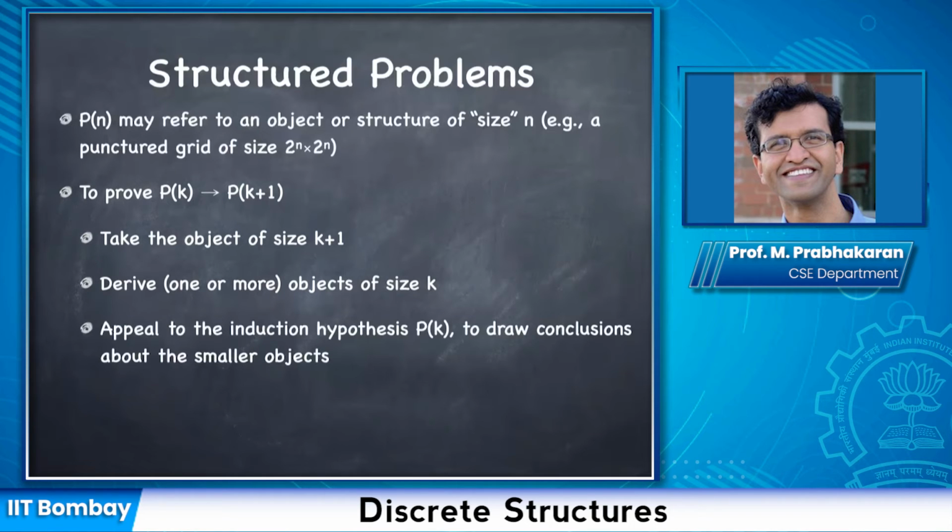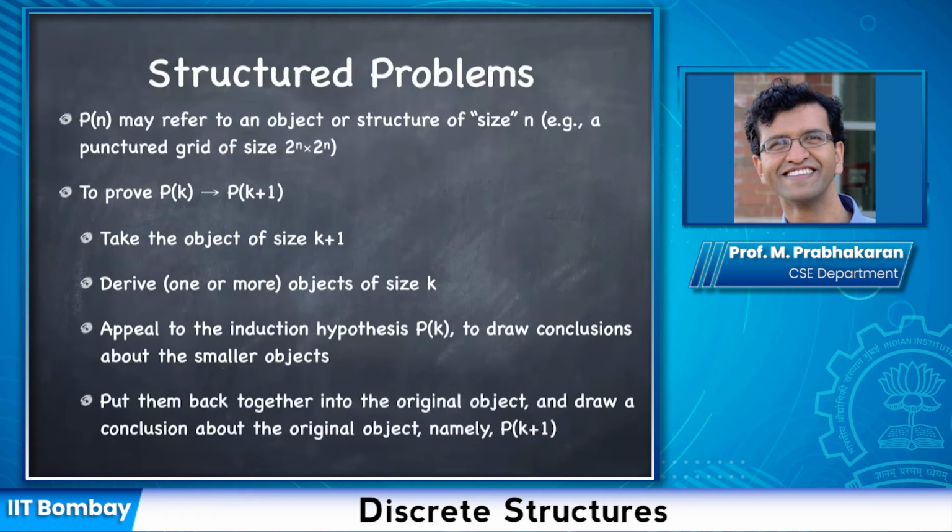And then you can appeal to the induction hypothesis and draw conclusions about the smaller objects, since the induction hypothesis says for every object of size k has this property. You can say that all of these things that I got, they all have this property, namely they can all be tiled using Trominos, and then use that fact to derive that your original object has a property. So in our case, we said you can just take all those tilings, combine them with the tile in the middle that you removed, and you'll get a whole tiling. So that part was done by pictures, but it should be clear that that holds.